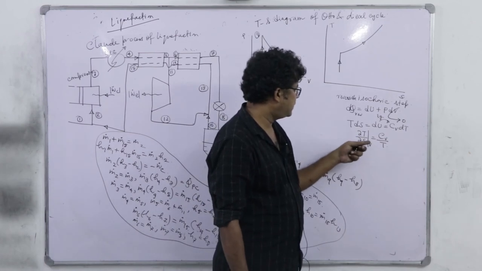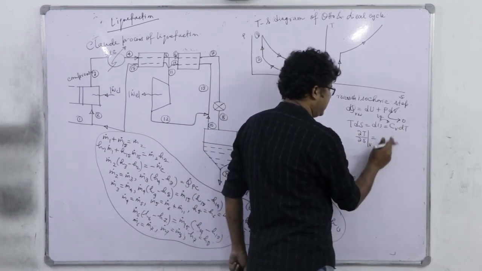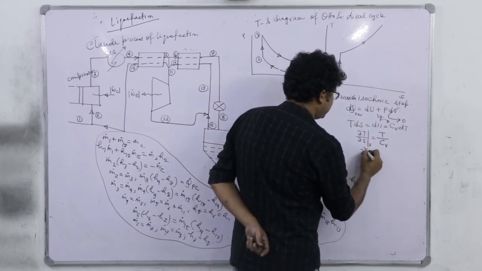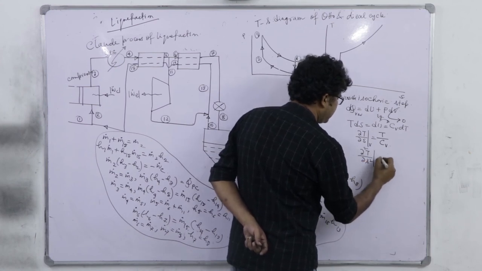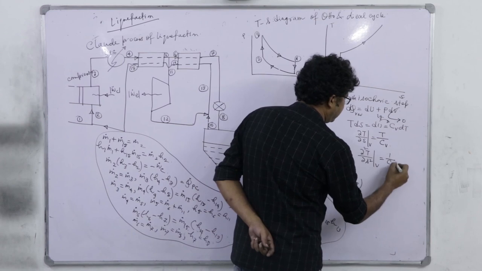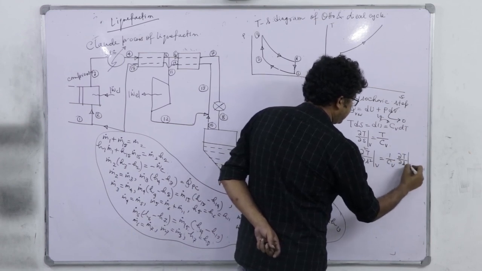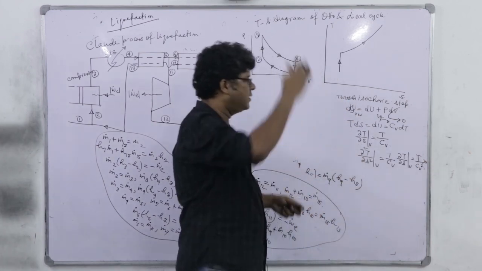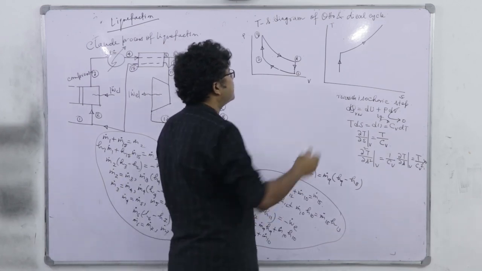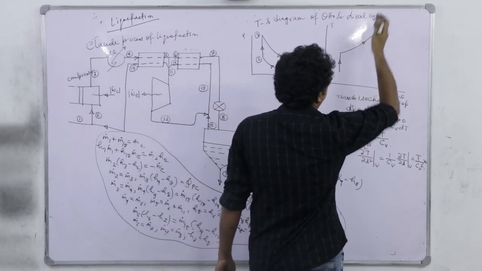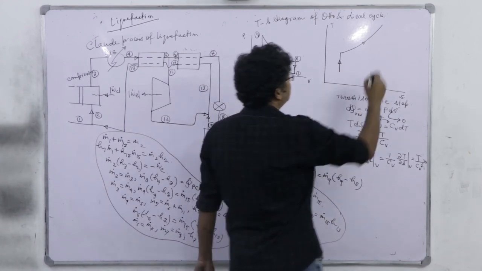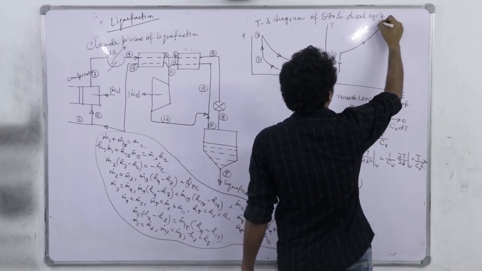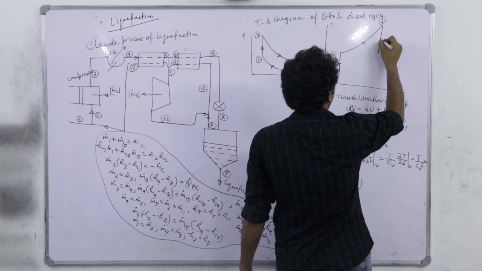So del T del S is T divided by CV. If we check the second derivative, it is 1 by CV into del T del S, so that is T divided by CV square, which is positive. So, it will be with increasing slope. It is exactly consistent: positive and increasing slope. So, this is step 1, this is 2, this is 3, and here we will have 4.